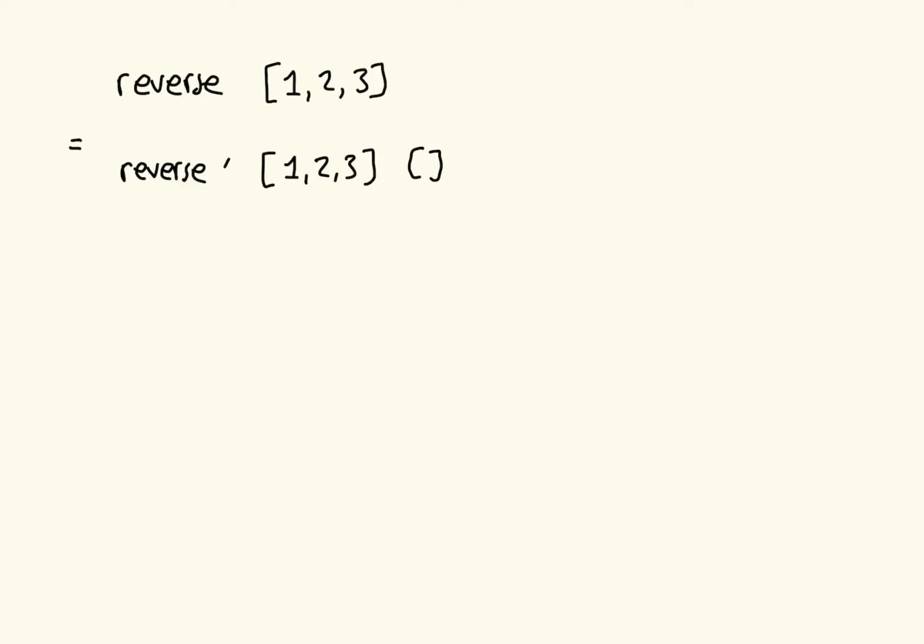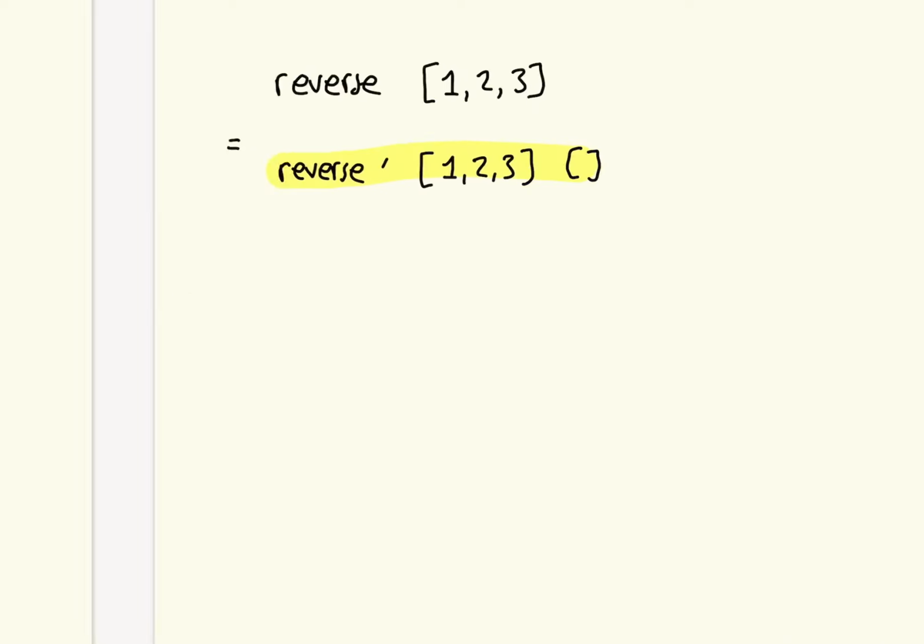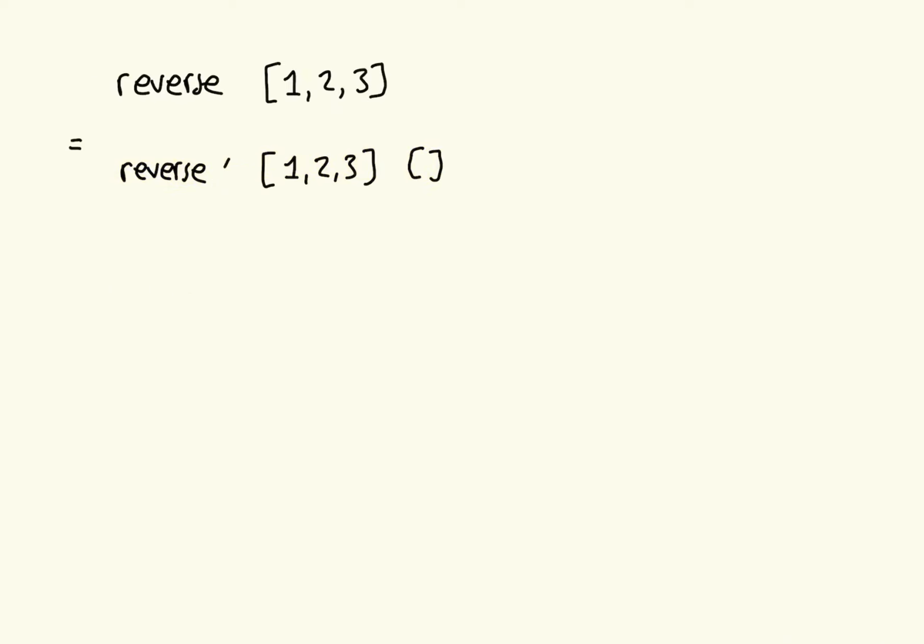And now what do we do? Well, we just apply the definition of reverse prime. And what does that say? If you reverse prime something, all you're going to do is apply this case here. We will match on the non-empty list, call ourselves recursively, and put the first value onto the start of the second list. We can see how that works out in practice with this example.